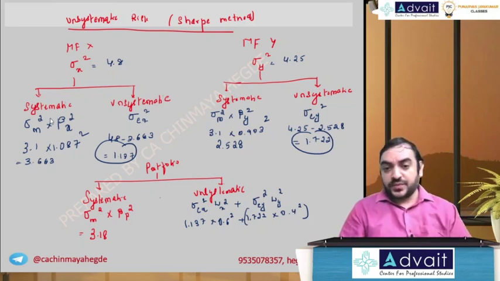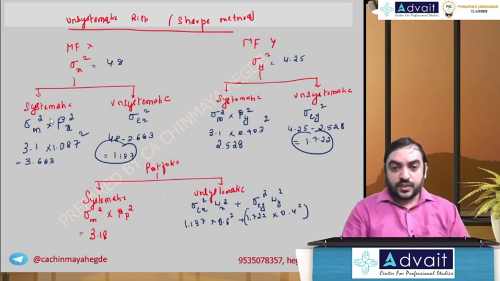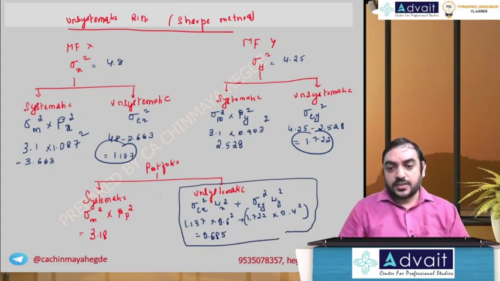So we can make use of the M plus function: 1.137 into 0.6 into 0.6 equal to M plus, 1.722 into 0.4 into 0.4 equal to M plus MRC. You get 0.685. Okay, so this is the unsystematic risk using the Sharpe method.